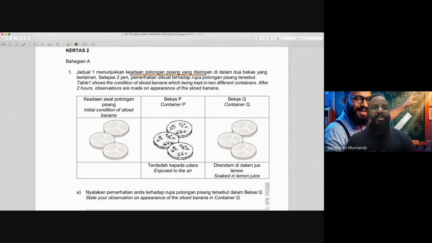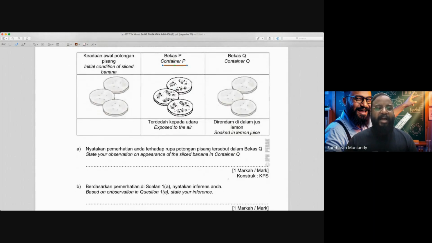Table 1 shows the condition of the sliced banana, which is being kept in 2 different containers. After 2 hours, observations are made on the appearance of the sliced banana. Initial condition of the sliced banana, they are nice. In container P, they are exposed to air. In container Q, they are soaked in lemon juice. Lemon juice contains antioxidants.